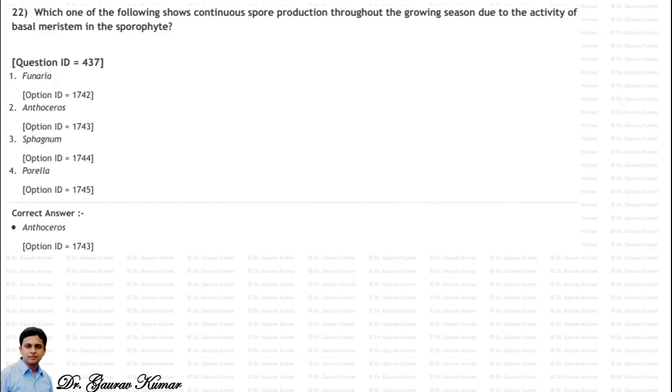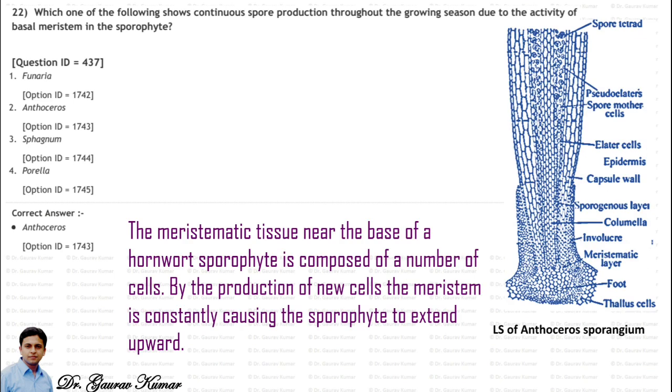Coming to the next question, which one of the following shows continuous spore production throughout the growing season due to the activity of basal meristem in the sporophyte? The answer out of the four is Anthoceros. You can see here the activity of basal meristem. You can see the LS of Anthoceros sporangium on the right hand side.